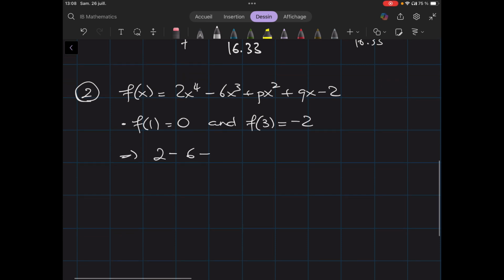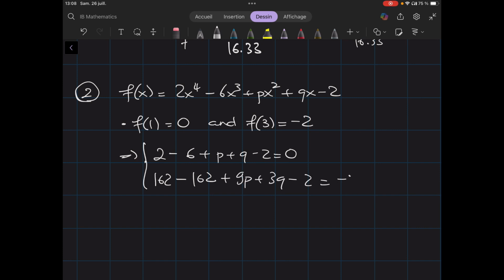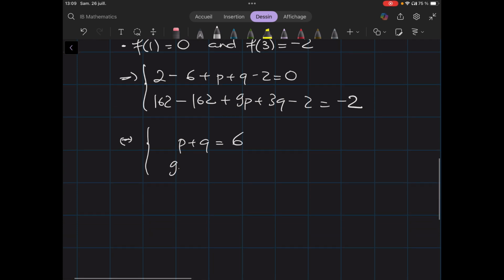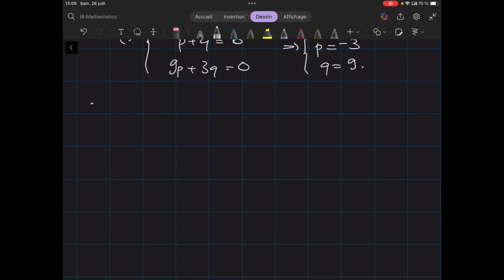Therefore, 2 minus 6 plus p plus q minus 2 is equal to 0. And 162 minus 162 plus 9p plus 3q minus 2 is equal to minus 2. And you can solve this system however you want. But all in all, you will get p is equal to negative 3 and q is equal to 9. Another easy 5 marks.